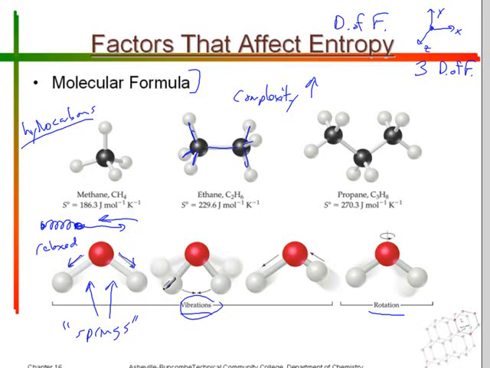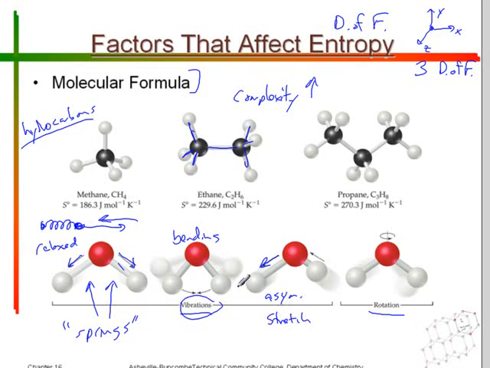Here you see the different vibrational states for the water molecule. This is a symmetrical vibrational state where both bonds are being stretched out at the same time. This is a bending motion where the bond angle is changing. And then this is an asymmetrical stretch. One's getting long and one's getting short. We call it an asymmetrical stretch for water.